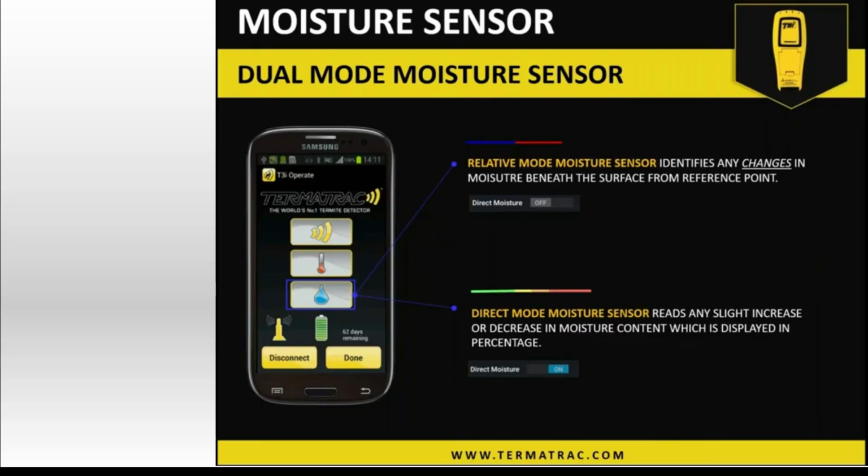Another great tool you might want to use on inspections would be a moisture sensor like the one made by Termatrac. This device really helped us detect the moisture beneath the wood surface, the relative moisture, also the direct moisture percentage on the outside of the wood. This gives us more evidence of the potential for fungal growth.